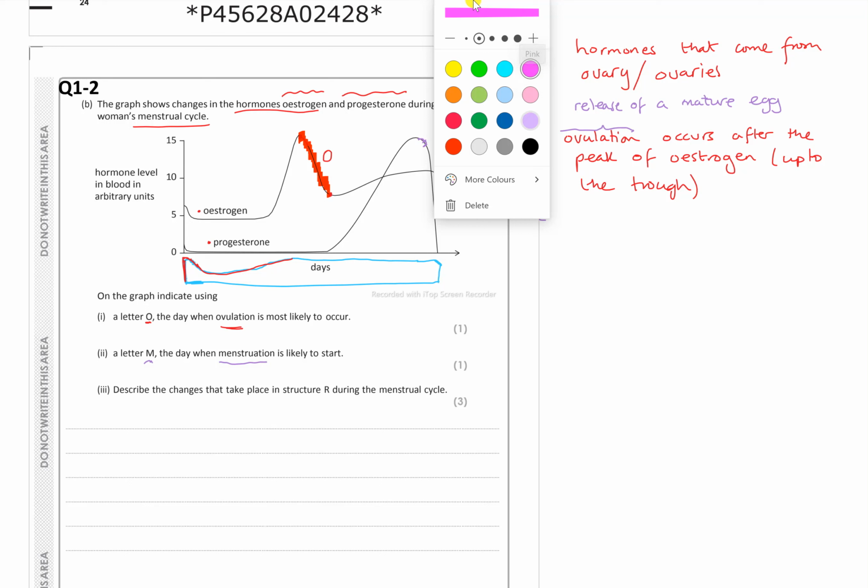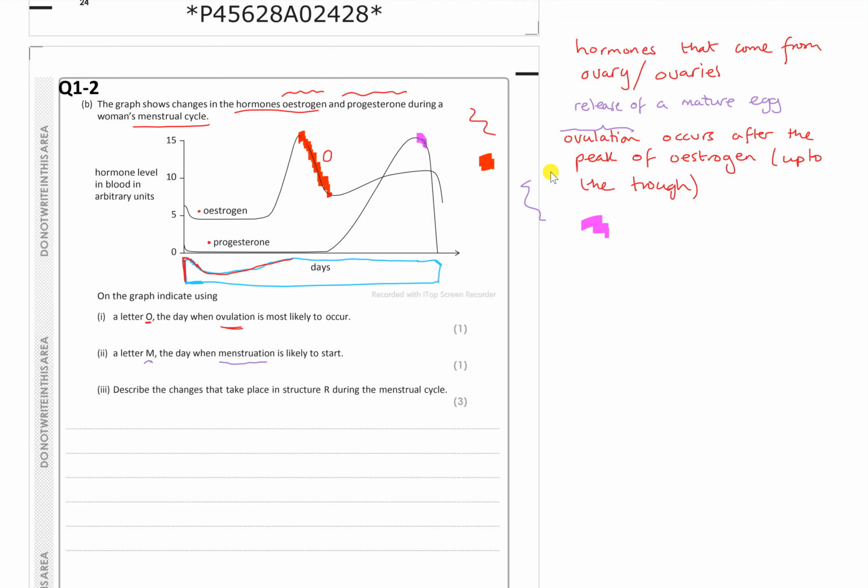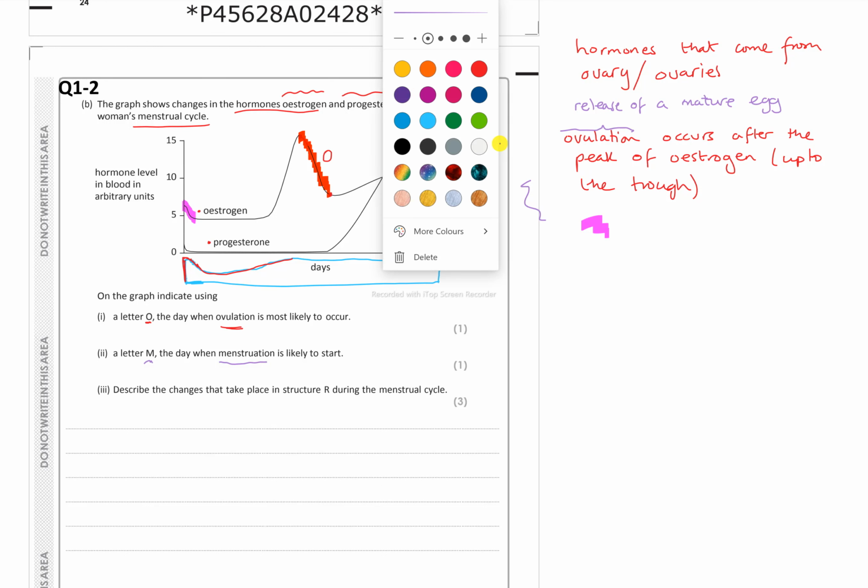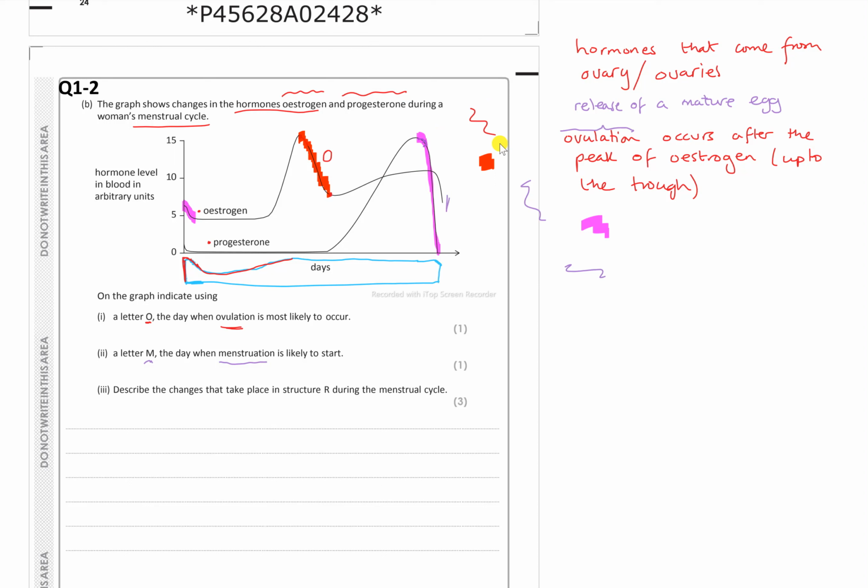Right, let's do that one actually. Yeah, so from here to there, that's menstruation, that's when you've got the bleeding, when the uterus lining is shed. So we have to label that M there. So that's when the uterus lining has not received a fertilized egg and it starts breaking down.